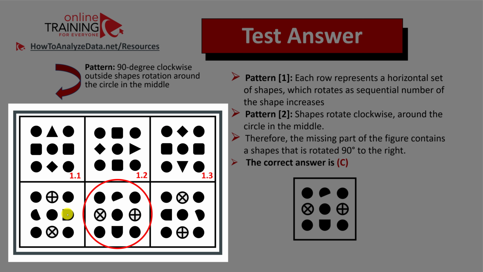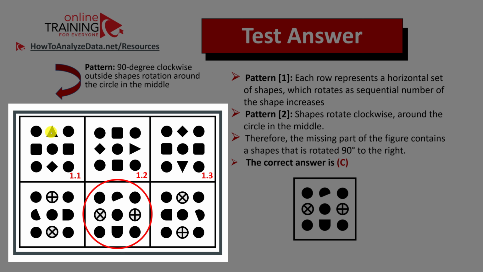Similar pattern will exist for the bottom row. Now let's look at pattern 2. And pattern 2 represents 90-degree clockwise outside shape rotation around the circle in the middle. As you can see, there is always a circle in the middle. And the outside shapes rotate around this circle.